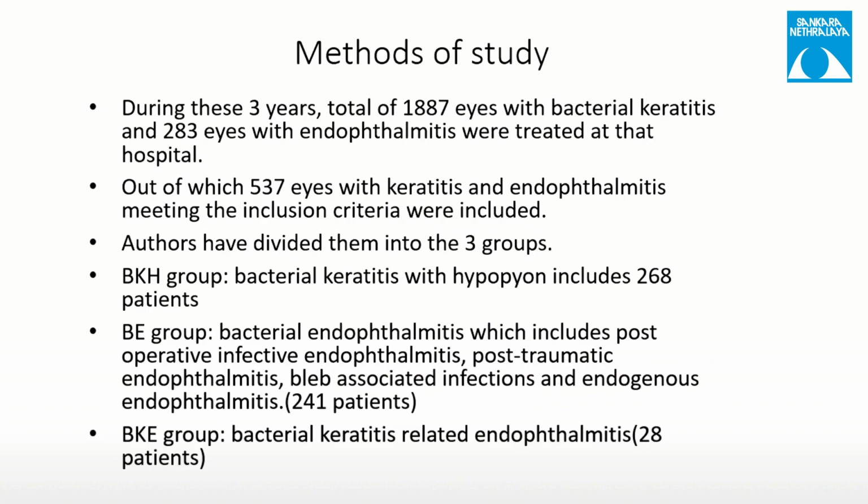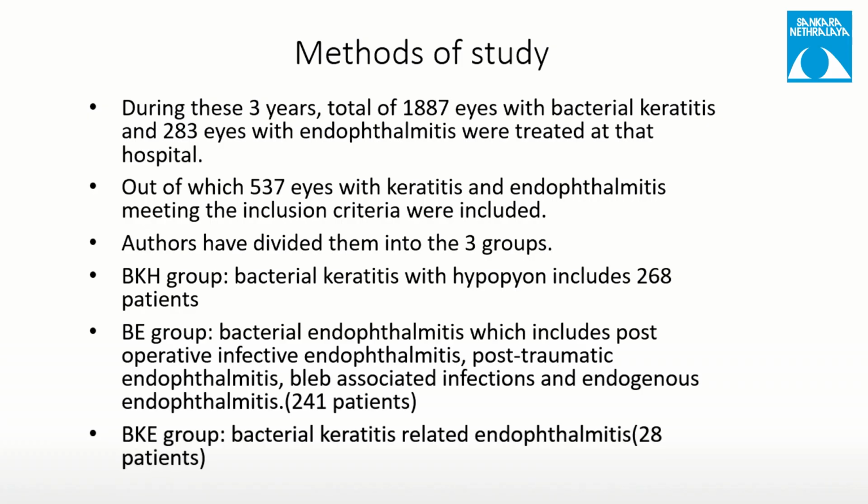So during these 3 years of study, a total of 1,887 eyes with bacterial keratitis and 283 eyes with endophthalmitis were treated at that hospital, out of which 537 eyes with keratitis and endophthalmitis meeting the inclusion criteria were included in this study. So the authors have divided them into 3 groups: BKH group, BE group, and BKE group. For simplification, we should remember this terminology as it will be carried forward in subsequent slides of this journal. So what is the BKH group? It is the keratitis with hypopyon group.